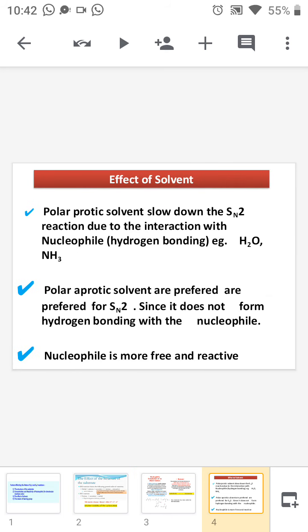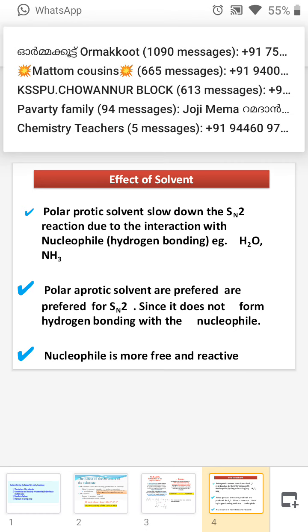Now we are moving into the effect of the solvent. Usually the SN2 reaction is favored by polar aprotic solvent, because polar protic solvents, examples of which are water and ammonia, slow the reaction down a little bit. This is because polar protic solvents form hydrogen bonds with the nucleophile and also with the alkyl halide.